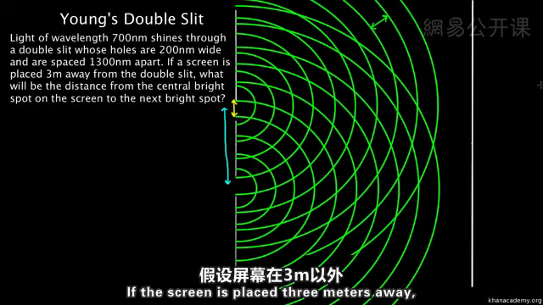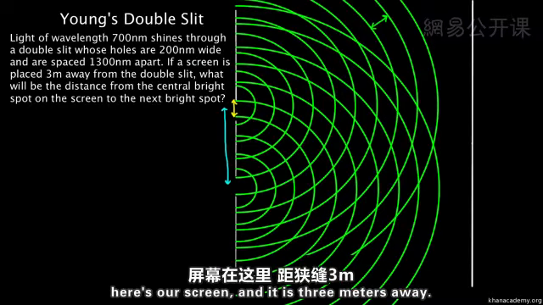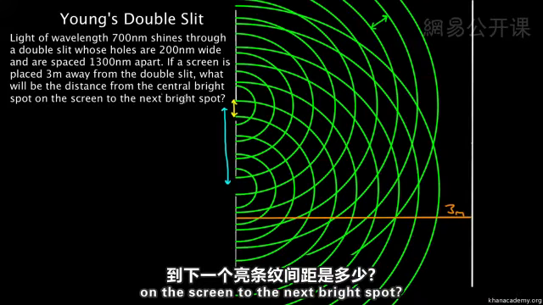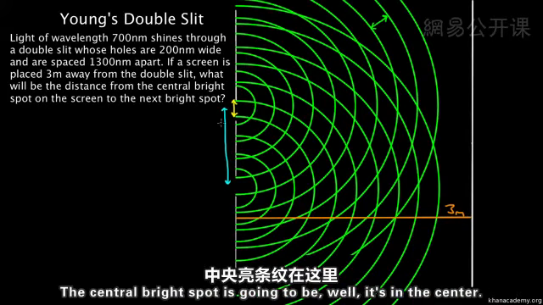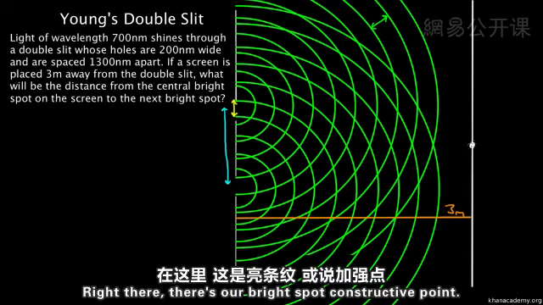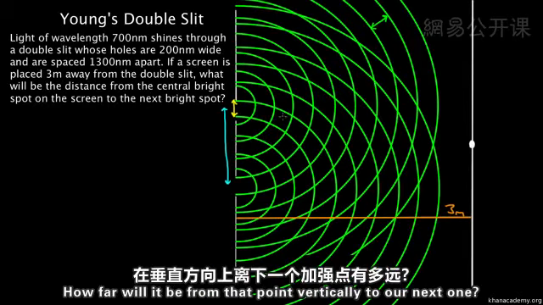If a screen is placed 3 meters away, here's our screen, and it is 3 meters away, then what would be the distance from the central bright spot on the screen to the next bright spot? The central bright spot's going to be, well, that's in the center. You can follow this line. Look at it. It's kind of like a shadowy line right there. There's our bright spot, constructive point. How far would it be from that point vertically to our next one? Our next one's right here.